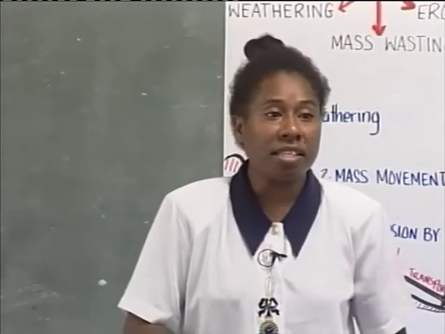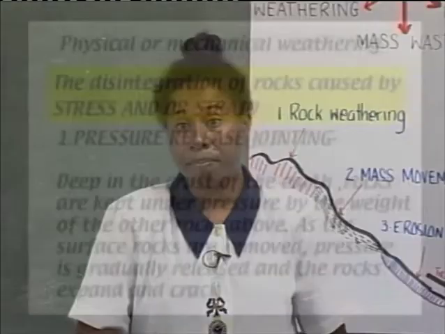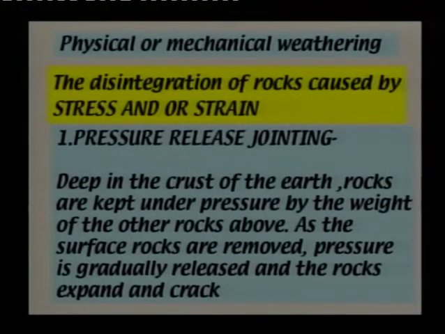Looking at the first example now, pressure release jointing. I mentioned earlier that deep in the crust of the earth, rocks are kept under pressure by the weight of the rocks above them. As the surface rocks are removed through weathering and erosion, the pressure on the rocks under the surface is gradually released, and those rocks then expand and crack.